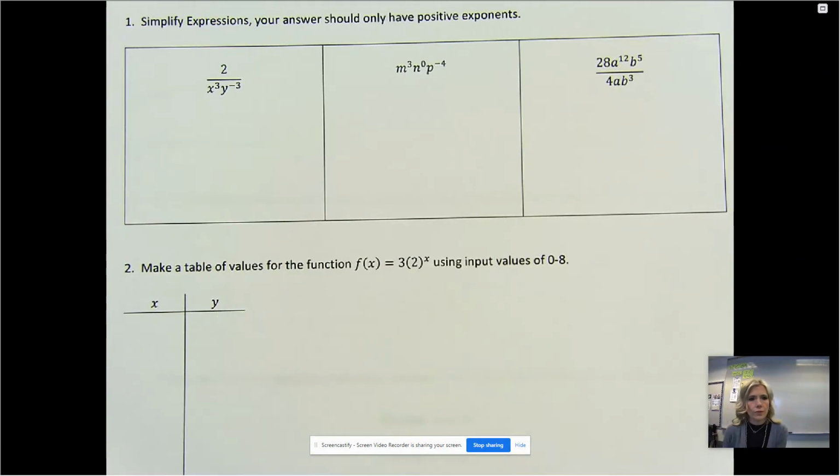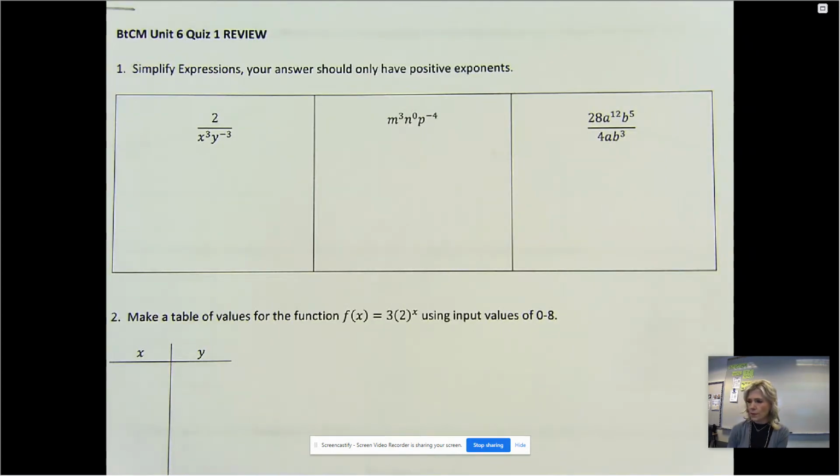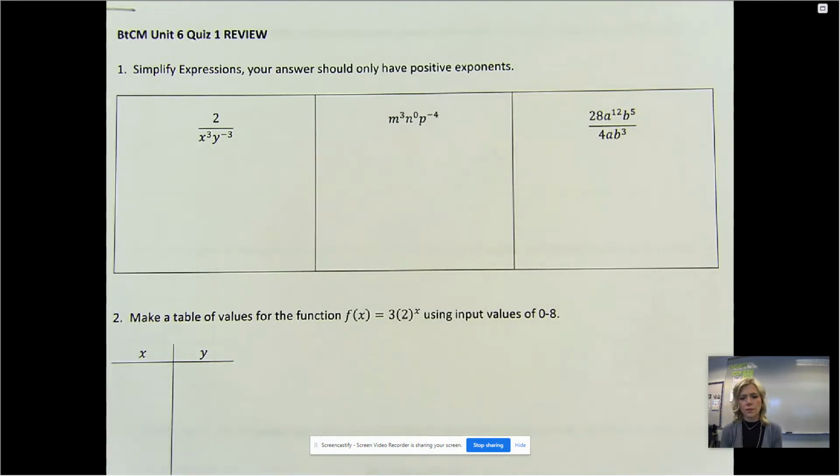Okay, just gonna go over your review for your quiz, Unit 6, quiz number 1. So this was all on properties of exponents and then some exponential functions as well. So this review is just like the skills that you need to be successful on that quiz. So first, simplifying expressions and then making sure our answers only have positive exponents.